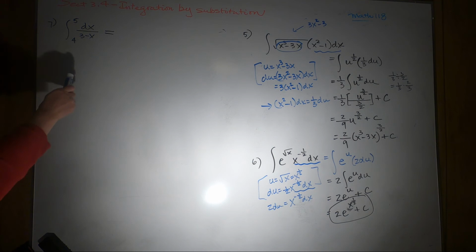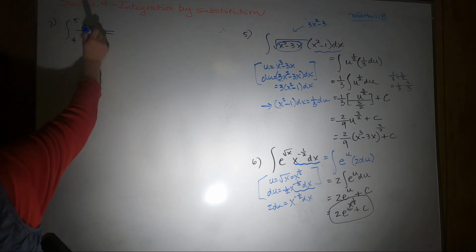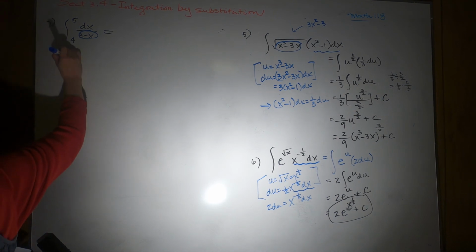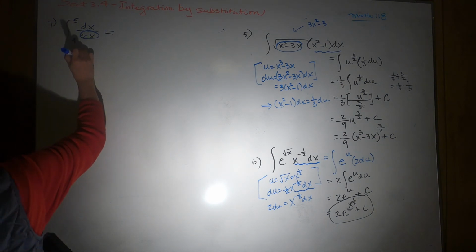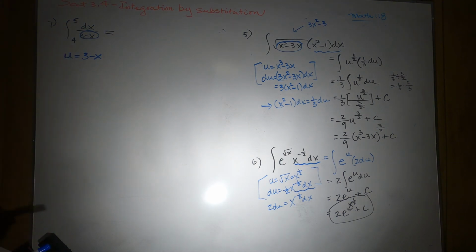If the bottom is just x, then you know the integration for 1 over x is the log, right? But it's not, so we cannot do that. So we have to replace this guy with u. Okay, so we can do 1 over u to the negative power. So we can do the integral for the 1 over u, which is a log, right? So we have to make this one 3 minus x. So replace the bottom one.